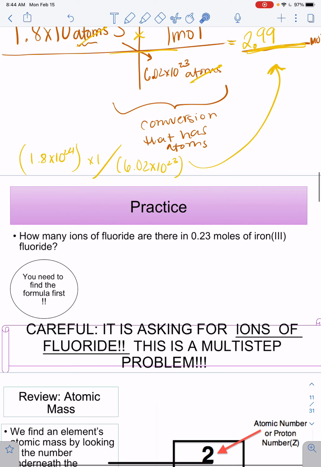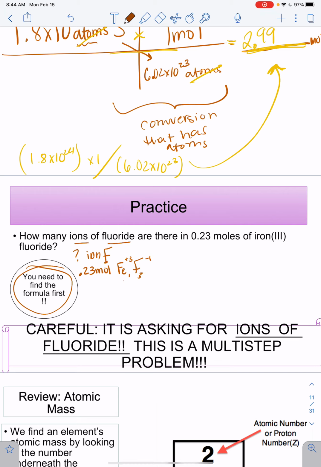Okay, so this one is asking you something a little different. This one says, how many ions of fluoride are there in 0.23 moles of iron, Fe, plus 3 fluoride? For this one, you have to use the formula first because I'm asked for fluoride, not iron fluoride. So I need to know how many irons and how many fluorides are in the compound iron 3 fluoride.